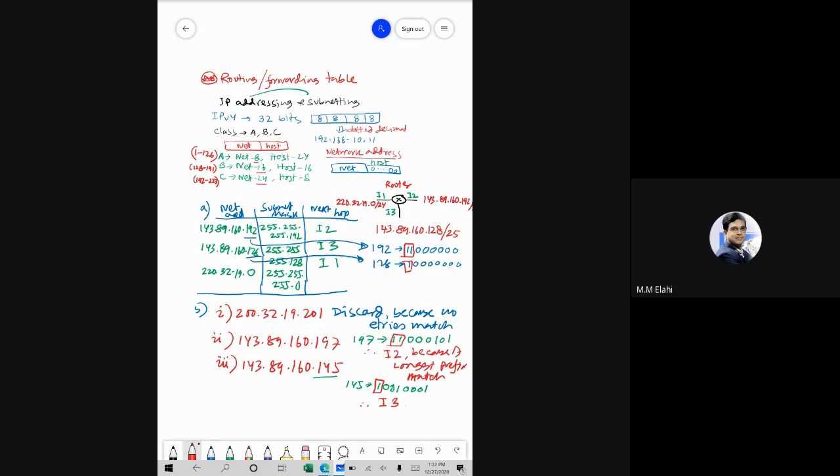Clear? So this way, any routing table can be given, or you have to find the routing table from the diagram, like this example. And then why do we create the routing table? Because whenever a packet comes with a destination IP, the router decides which interface to forward to, based on the matching with its entries. Any question?